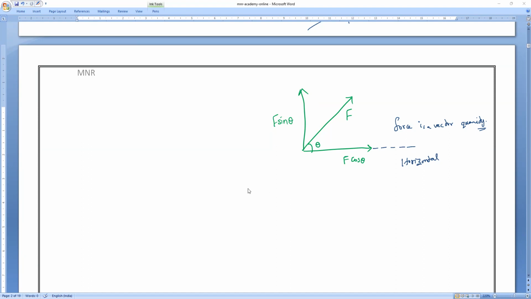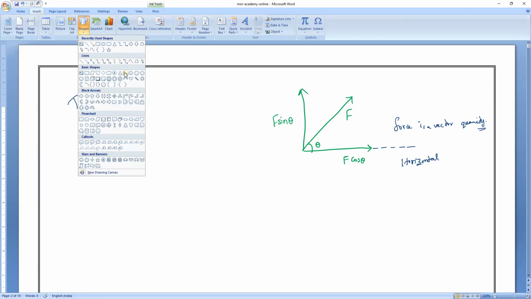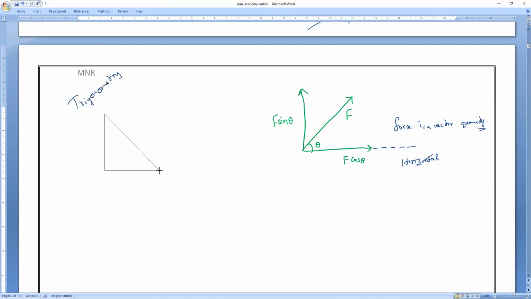Are you clear? Actually, it is a right angle triangle. Basically, the entire trigonometry talks about this. We all know right angle triangle means definitely one angle is how much? It will talk about a right angle triangle. So this is a right angle triangle, and this is the theta.